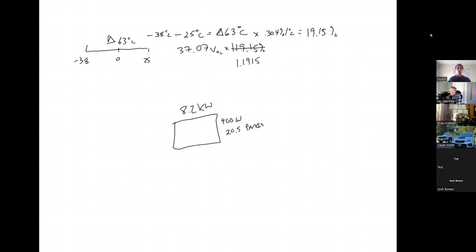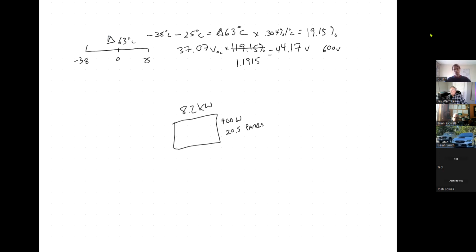So I now take 37.07 times 1.1915, and I get 44.17 volts. So on the coldest day ever, that panel might produce 44.17 volts. Well, what's the maximum voltage our inverter can handle? Well, from the spec sheet, it was 600 volts.